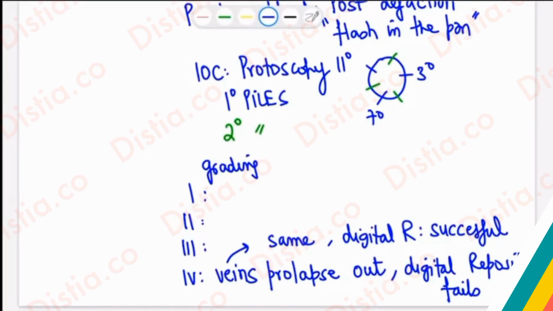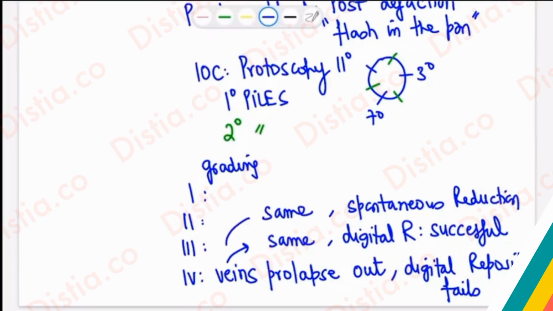However, when you talk about grade 2 piles, the person will tell you that veins prolapse out, but there's going to be a spontaneous reduction. You see, this time he does not have to use his finger to push back the veins. I know you are familiar with this from surgery, but it's a quick recap here.